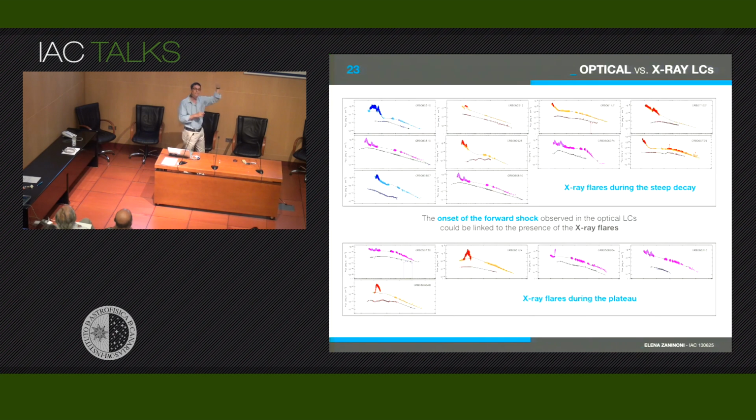Okay, another feature: there are some images about this. The X-ray flare can occur during the steep decay, or during the plateau, as I showed before. And we show that there could be a link between the flares and the shape of the optical light curve. In fact, we can see that where there is a flare, there could be a peak in the optical light curve, or the end of a plateau. In fact, the onset of the forward shock observed in the optical light curve could be linked to the presence of the X-ray flares.